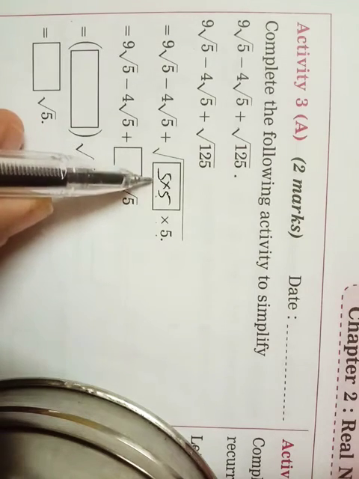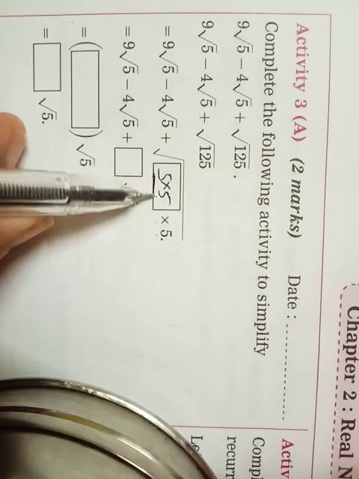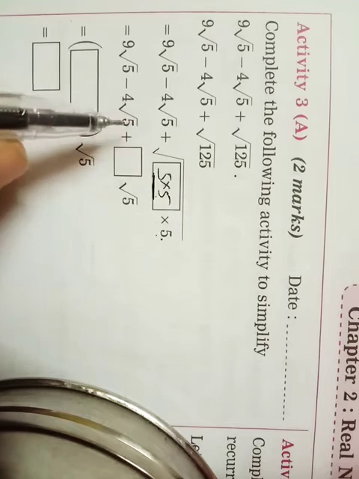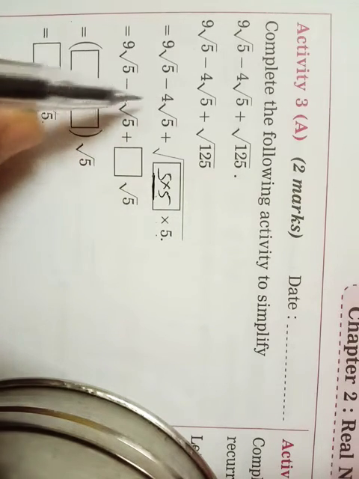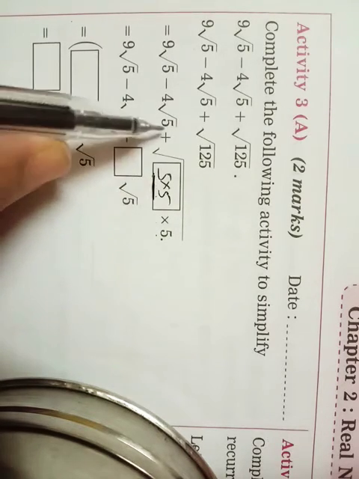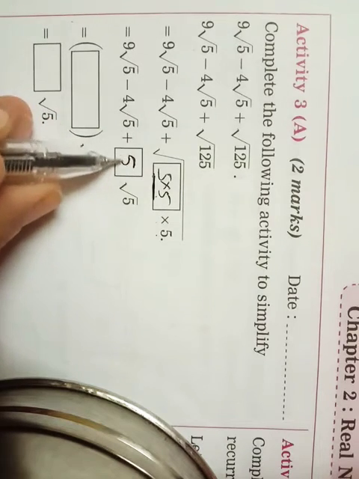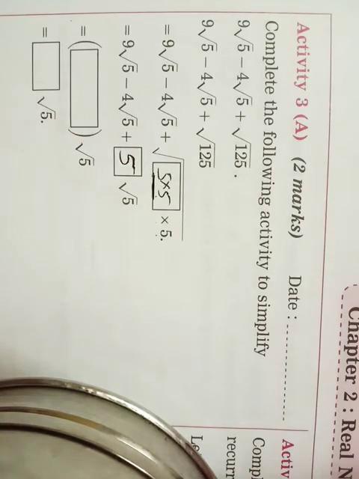Now in the square root sign, if the things are written twice, we can take one time out. So 9 root 5 minus 4 as it is. Here this one 5 will come out and it will become 5 root 5.